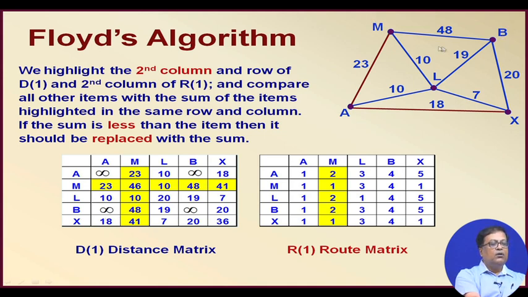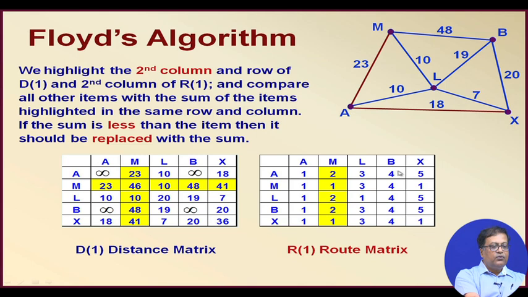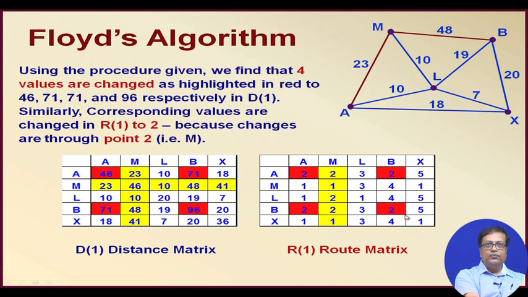So, we can now compute all such distances. What about A to L? Do not change. So, you see, keep doing it. 23 plus 23, 23 plus 48, 23 plus 41, 41 plus 41, 82, but the current value is 36. 48 plus 10, the current value is 19. 48 plus 48, 96. So, this infinity will become 96. Like this we change. You see these 4 values change in D1 and R1 through L, and we get these changes in the matrix. These values were 1 1 4 4, we have now changed them to 2 2 2 2. So, we have now got our new matrices, D1 and R1.